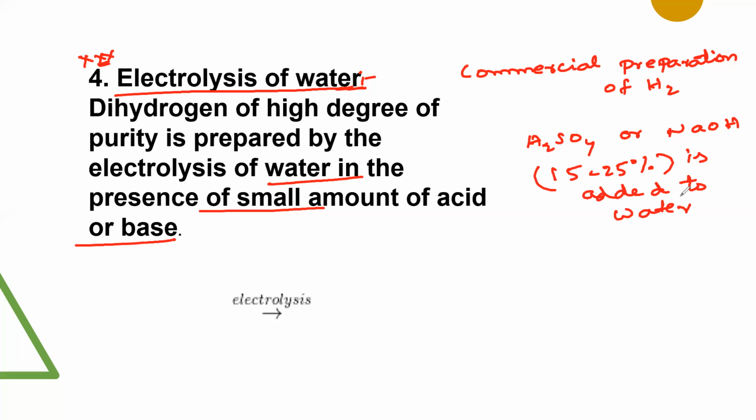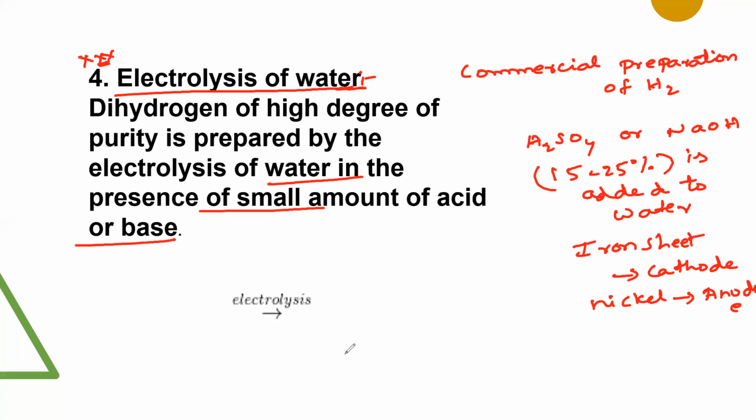It is then electrolyzed in a cell in which iron sheet is used as the cathode and nickel plated iron sheet is used as the anode. Iron sheet is used as cathode and nickel is used as anode. Now, what happens at the cathode?